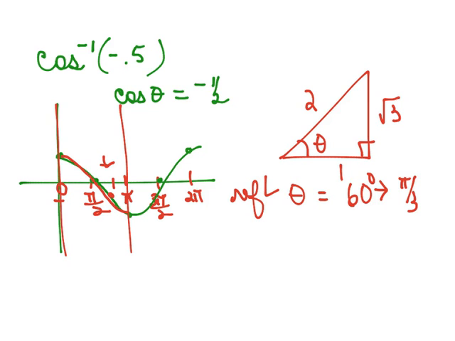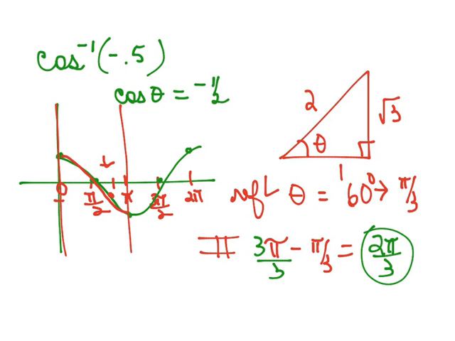But I want my answer to be between pi over 2 and pi, which places it in the second quadrant. So to find the final answer, when I know the reference angle is pi over 3, I would take pi and subtract pi over 3 to get a final answer of, get a common denominator, 2 pi over 3. So the inverse cosine of negative half is 2 pi over 3.